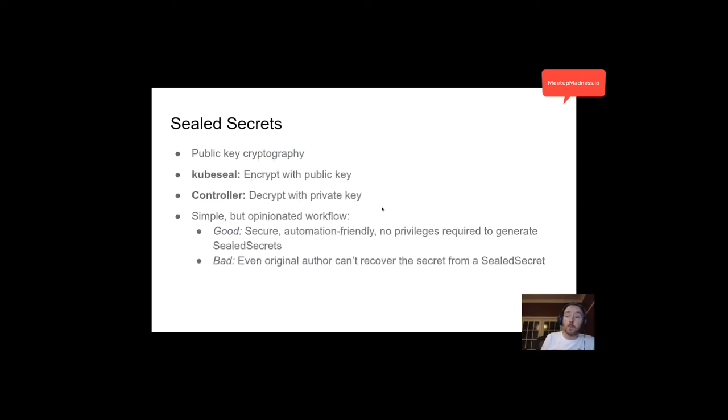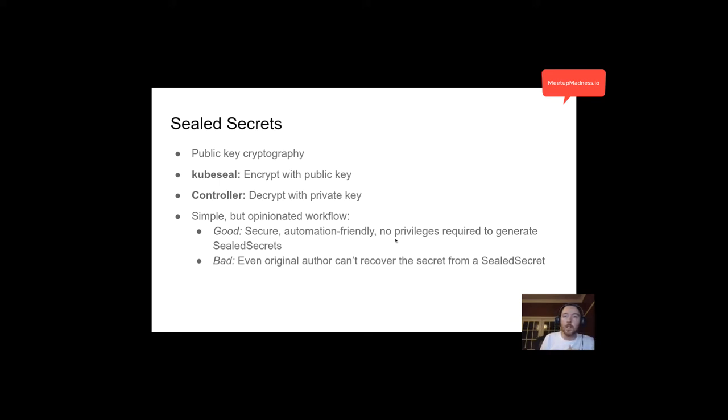Yeah, good question. The decryption key is stored in Kubernetes, and I'll show you that once we get to the demo section. It's stored in Kubernetes as a regular secret, and therefore protected by RBAC and encryption at rest and those sorts of things. The controller creates that when you first install it and will rotate it periodically if you let it. So yeah, it's a pretty straightforward public key crypto. The kubeseal encrypts with the public key and the controller decrypts with the private key.